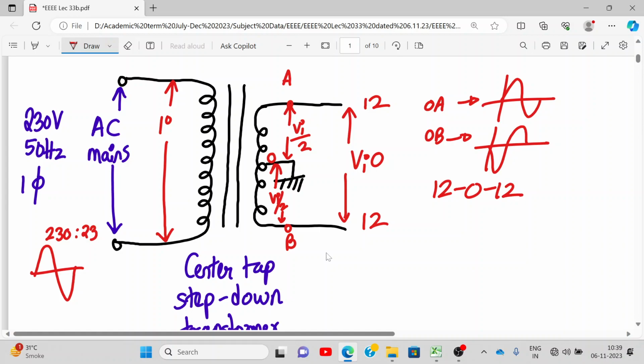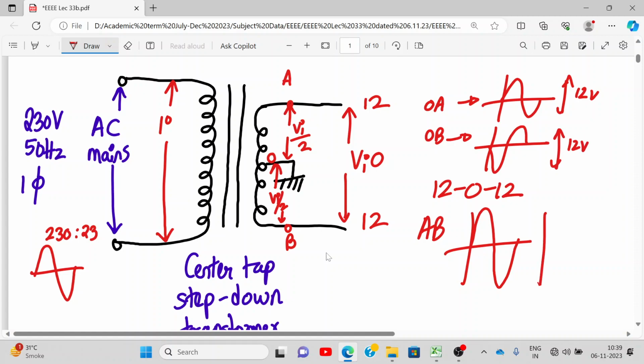You will have two voltages available at the secondary, one is positive, one is negative. What is the voltage between A and B? Got it? Addition of the two. So this will be, let's say, 12 volt, this will be 12 volt, and this will be 24 volt, according to this. Are you understanding? Try to understand. So note it down, please.